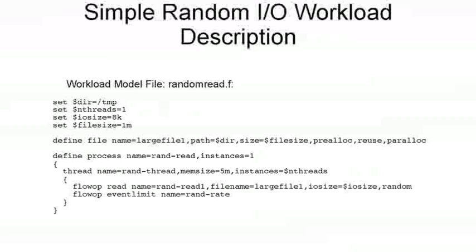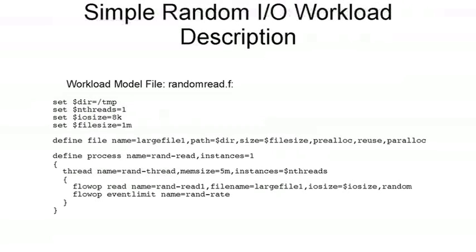And we define a single process here, which we called random read. In it, we define a thread called random read thread. Memory size is specifying an I/O buffer size, basically, within each of these threads. Instances defaults to just one thread, but you could say 16 threads, 24 threads, whatever. Each one would get its own 5 megabyte space.